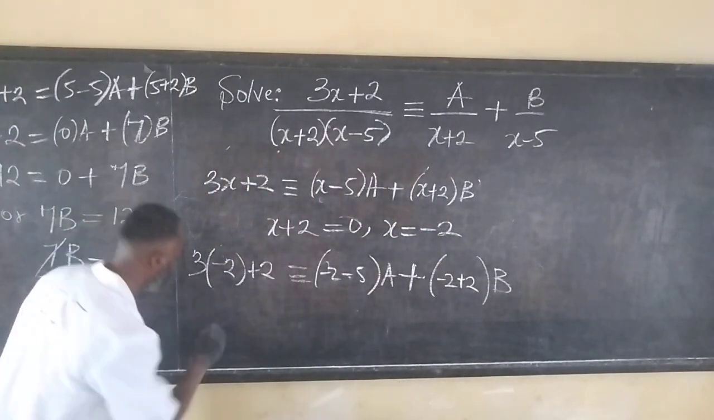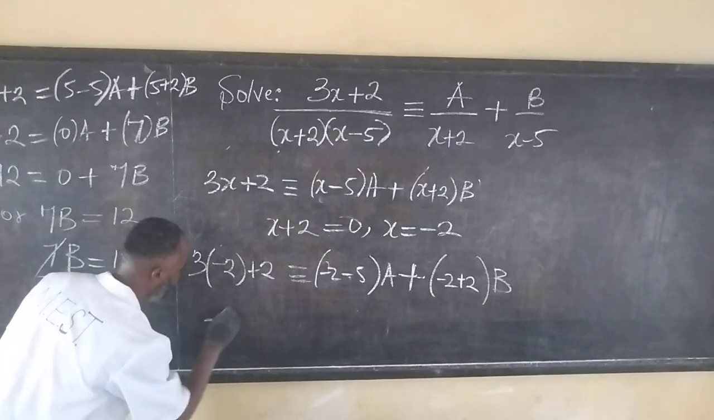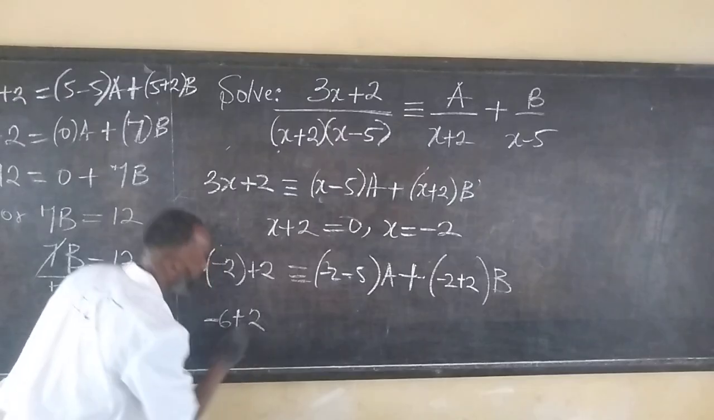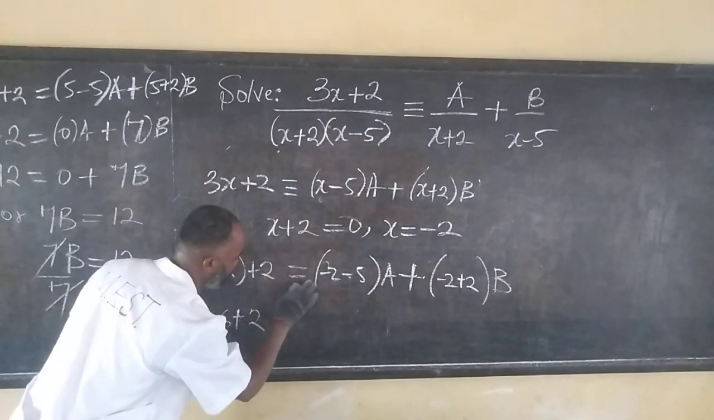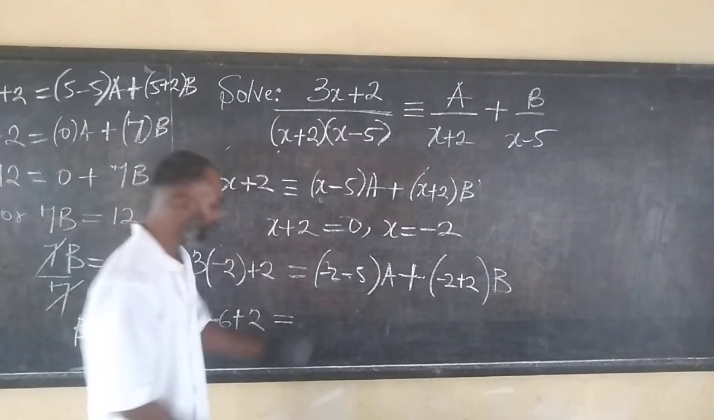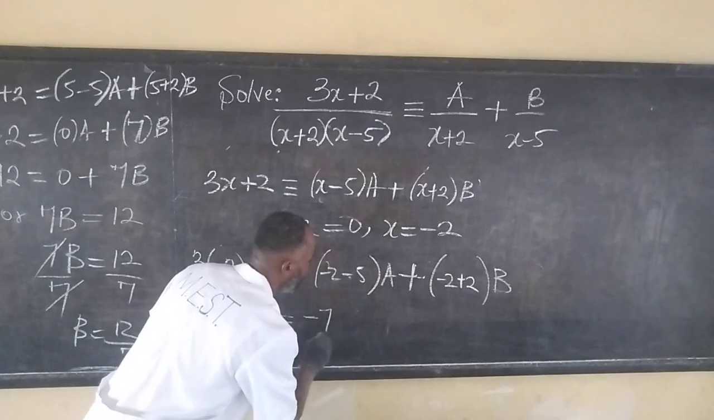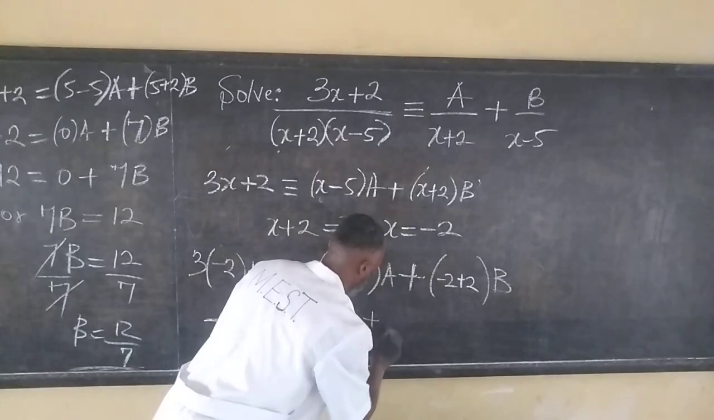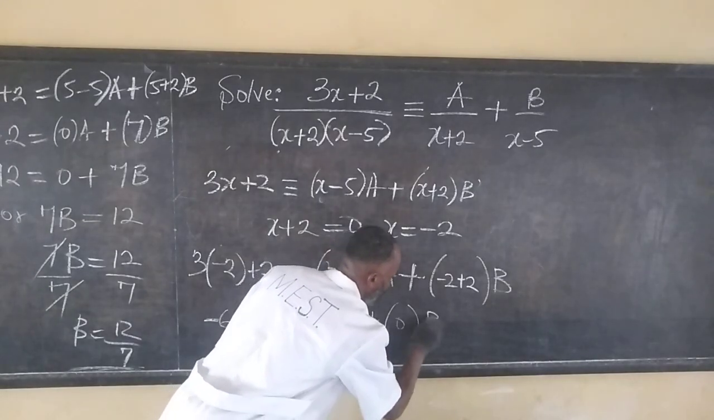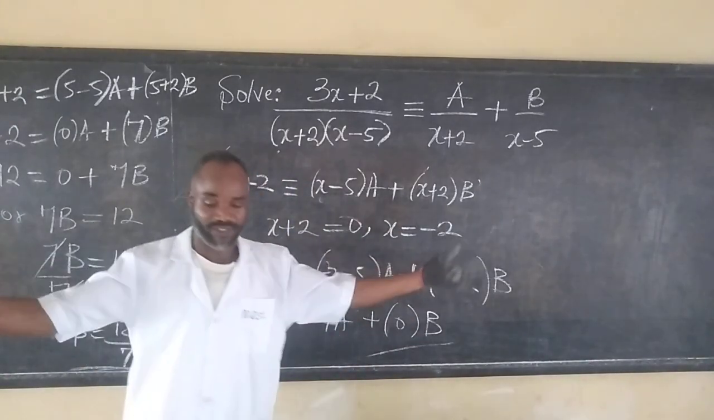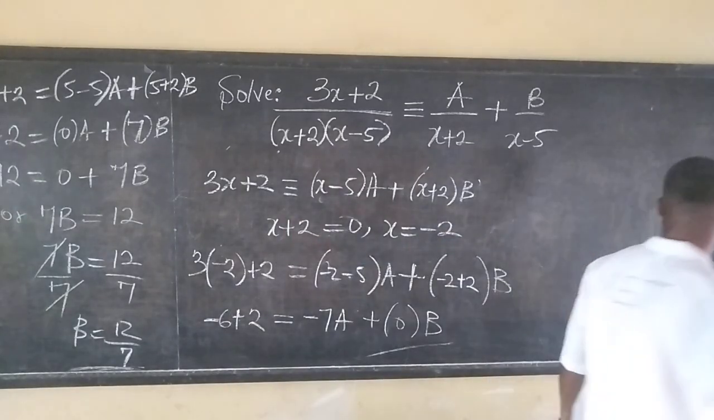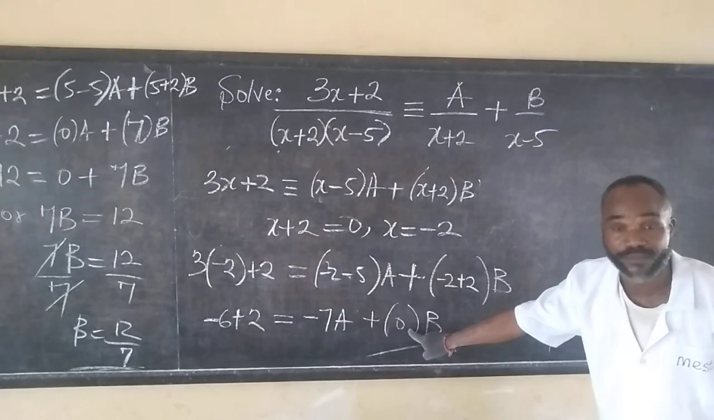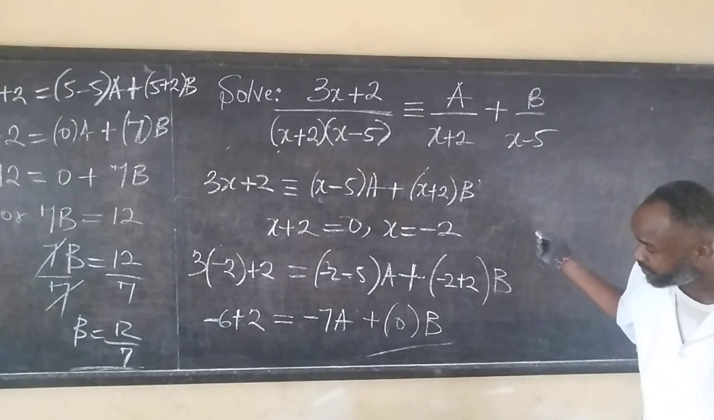What happens here is minus 6 plus 2. We can change this to both sides. What happens here is minus 7a. And what happens at this point is 0. Meaning b is going to vanish. b will vanish because of the presence of 0. Look at it. It will vanish.